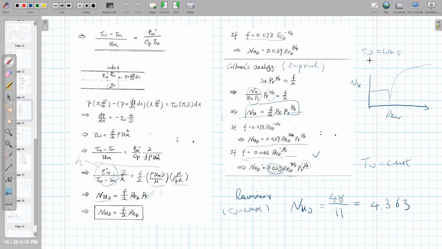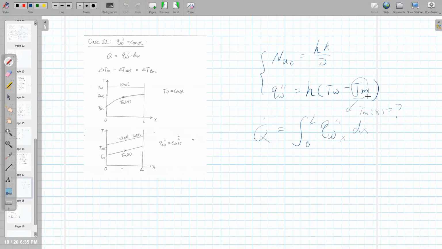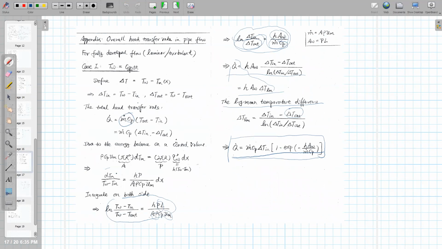Any question? So this just gives you a way to calculate the overall heat transfer rate for fully developed flow. This works for both laminar and turbulent cases. Basically, if you want to calculate Q dot in these cases, you just need to find h, and to find h, you just need to find the Nusselt number from either the turbulent or laminar case, and then you can directly calculate Q dot.